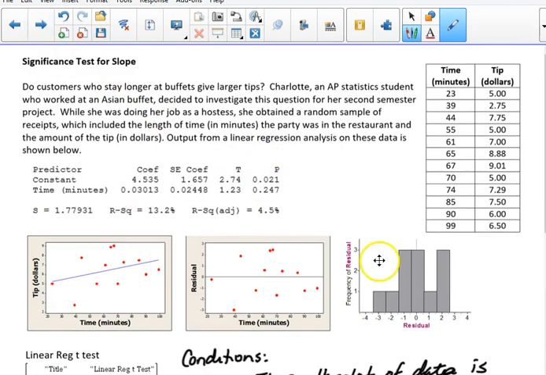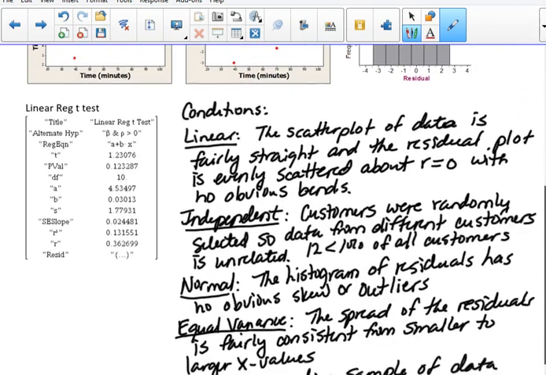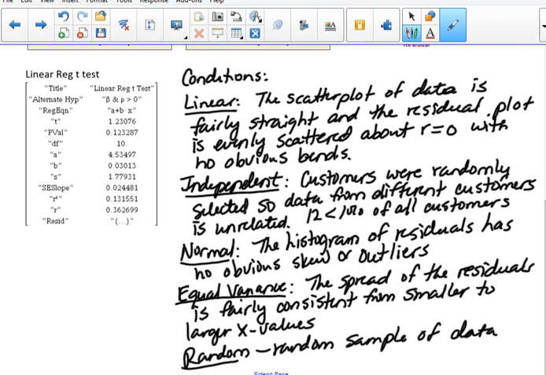So I am just going to show you the written out conditions here. Feel free to pause the video and write these down. Other than that, I'm going to move on.